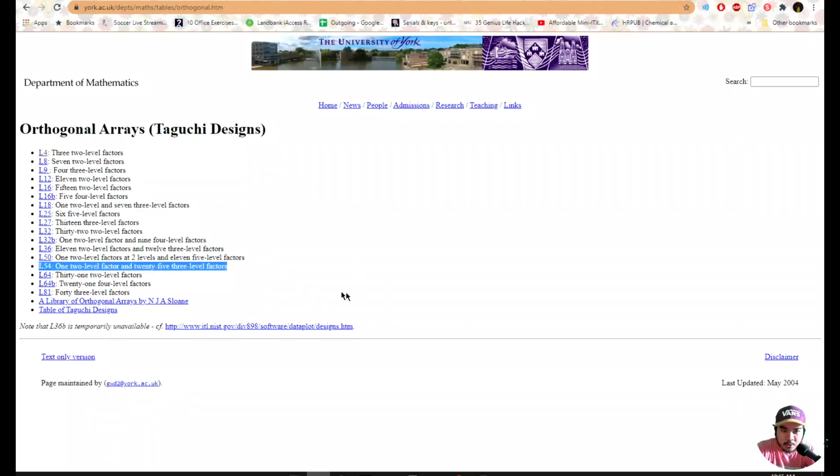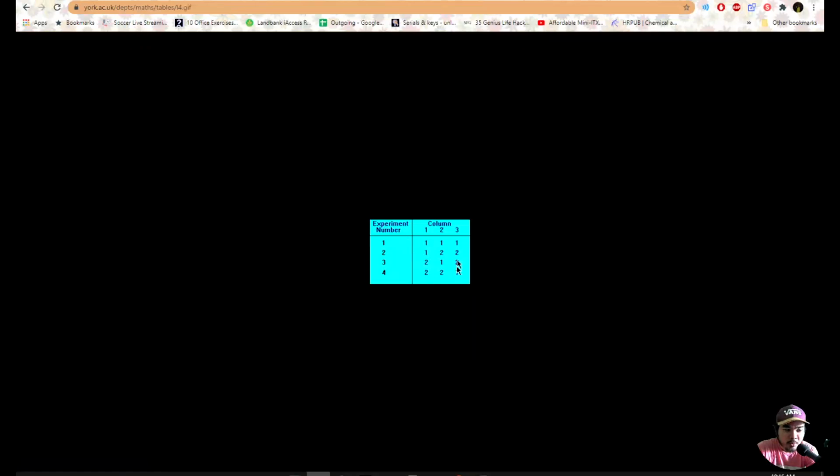I also used this before, but there is a more advanced version of this. This is one of the orthogonal array generators I use. So for example, if I want three factors with two levels each, my design can be an L4. And L4 will look something like this.